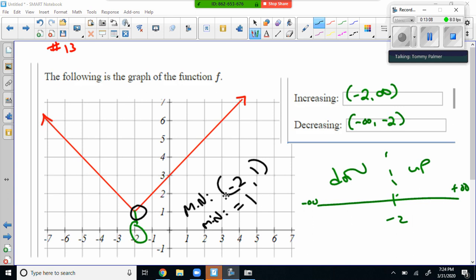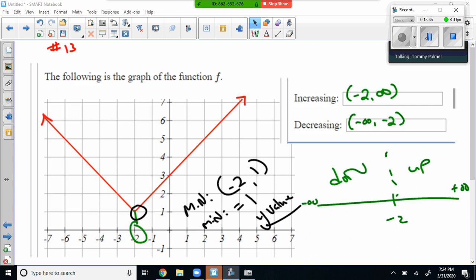They either give you an ordered pair, (x, y), which is an acceptable answer. Or if they don't set it up as an (x, y), if they just say what's the minimum, then they're wanting the y value, right? So just make sure you understand that. Okay.